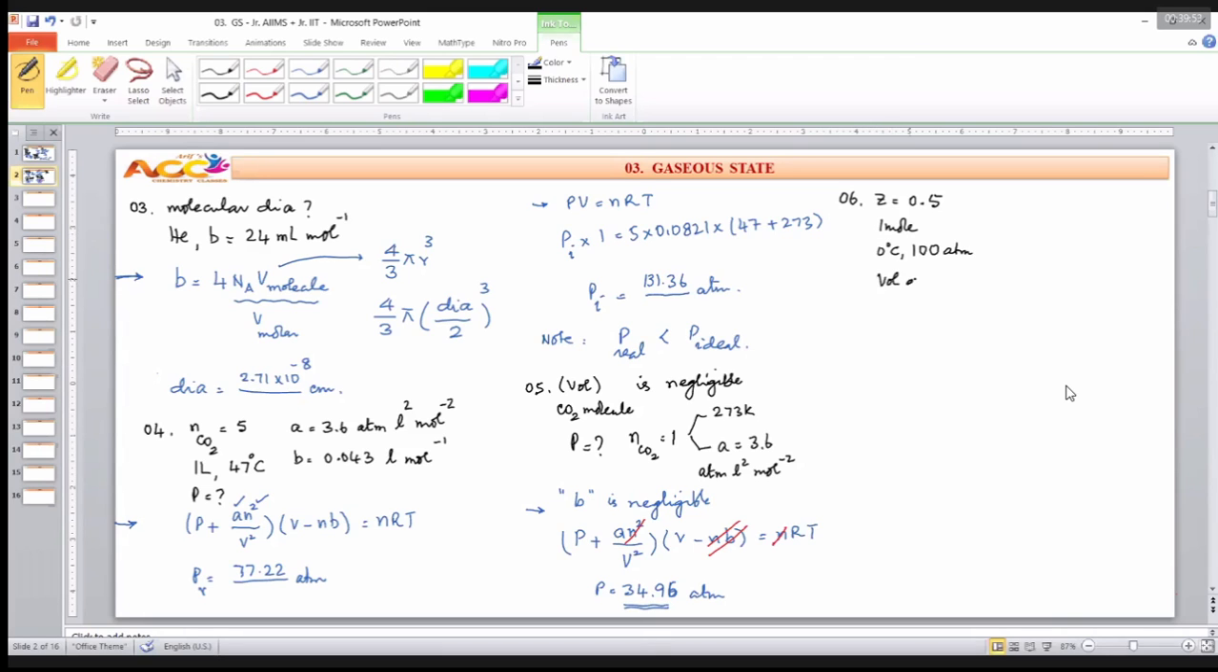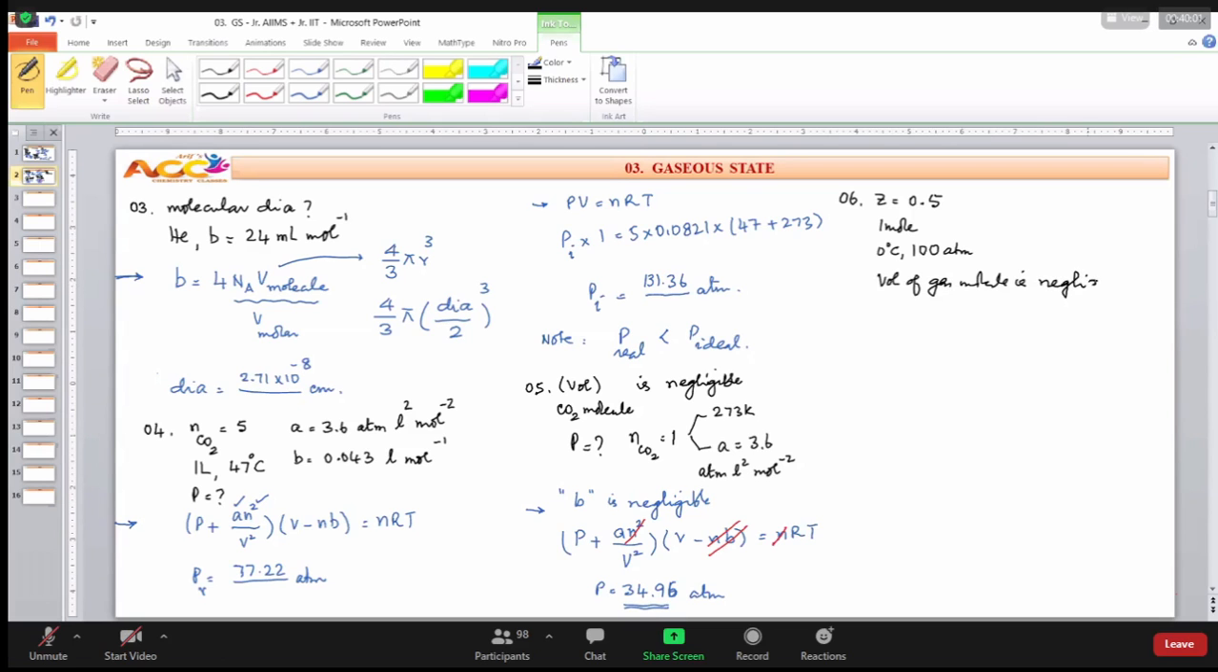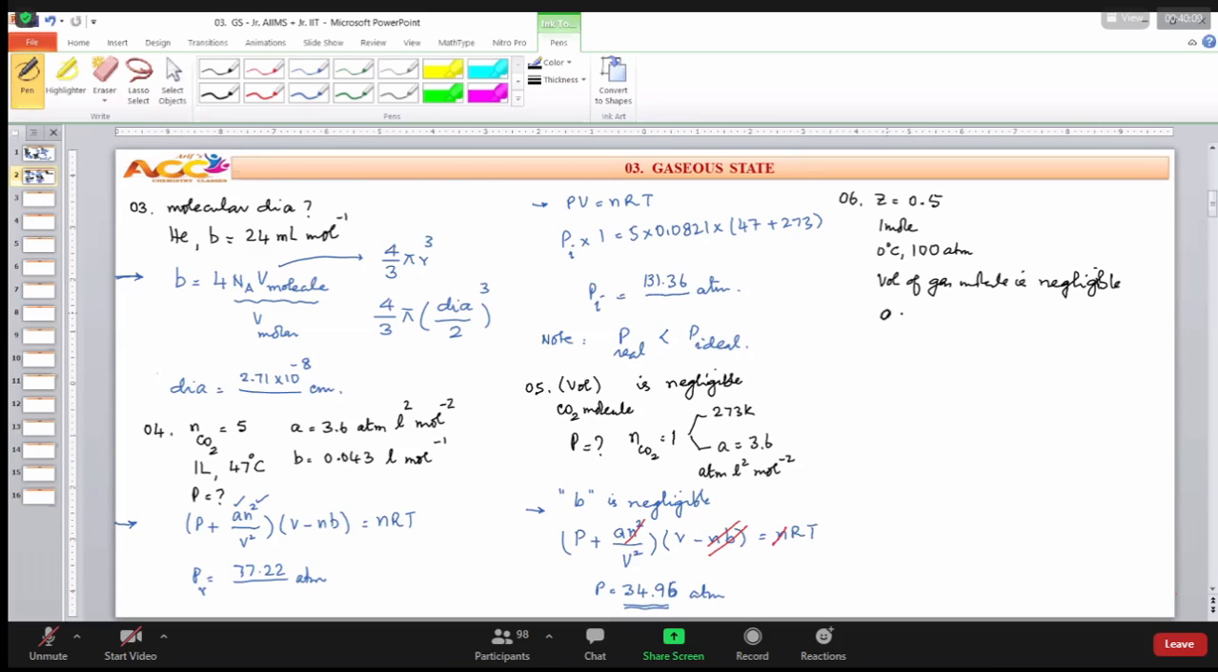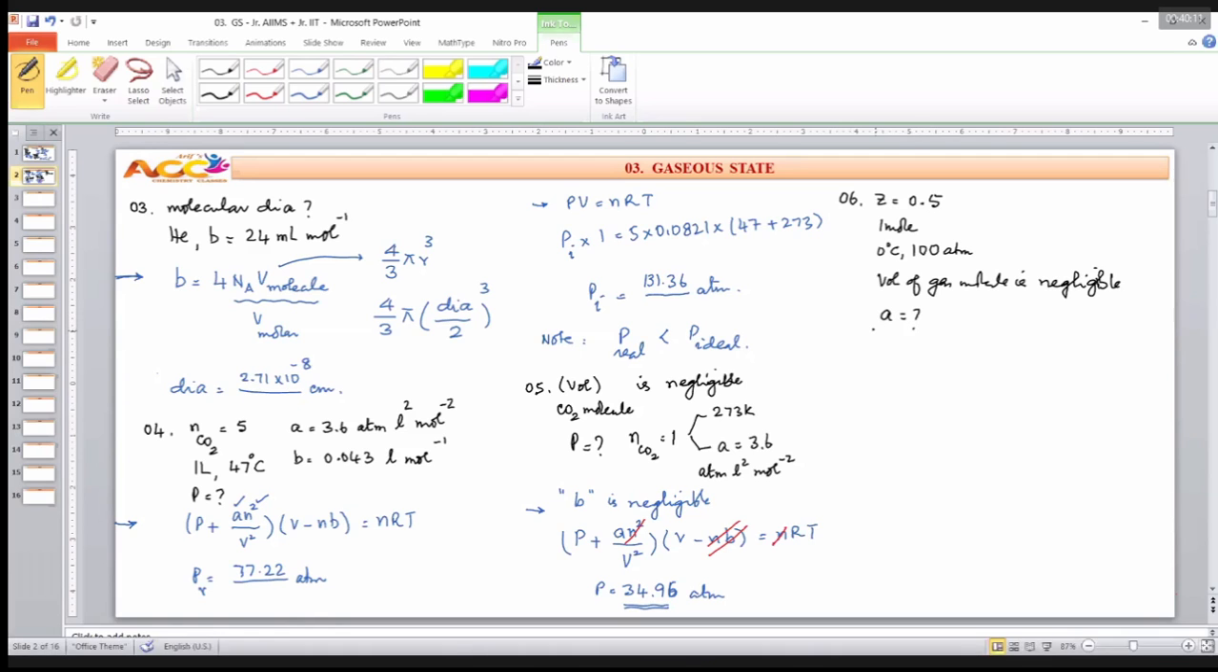Volume of gas molecule, same story, is negligible. Find the van der Waals constant a. Okay, nice. How to proceed for this here?